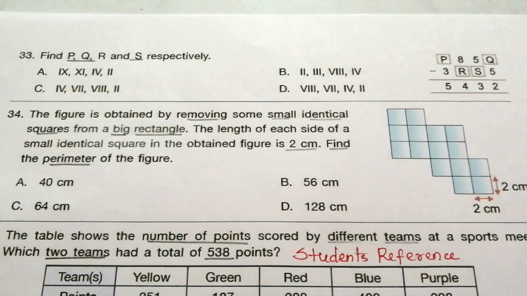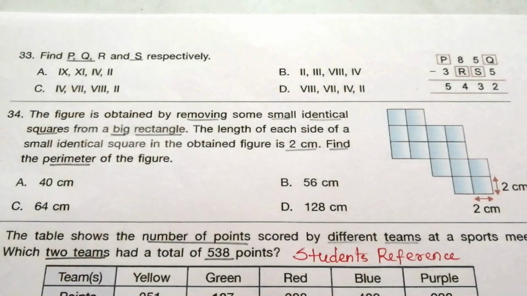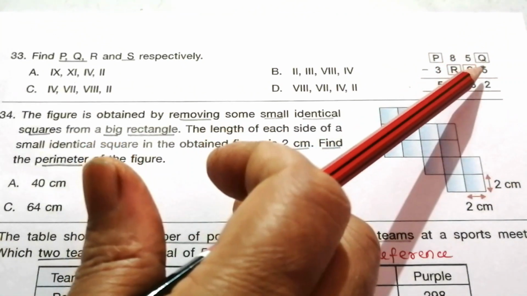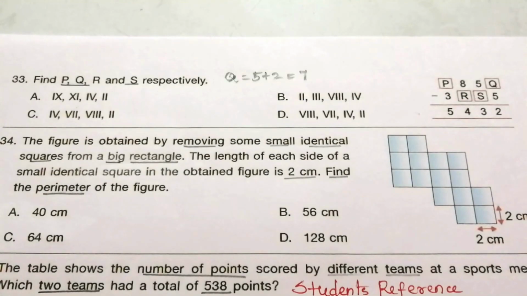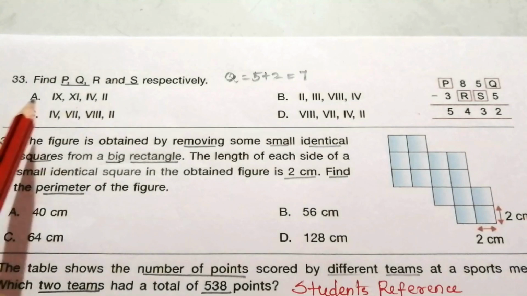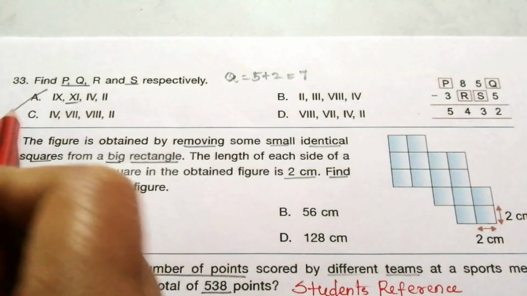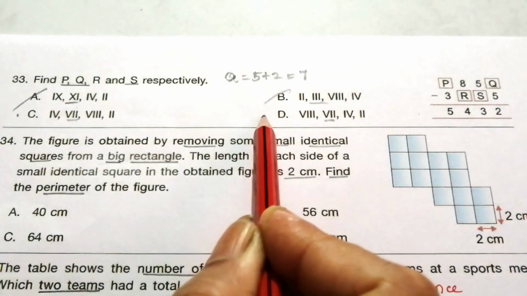33. Find P, Q, R and S respectively. And this is the given subtraction problem. You try to find out the answer. This is also a repeatedly asked question. And the first one is Q. So to find Q, you have to add 5 and 2. So Q equals 5 plus 2 equals 7. So in the given options, Q is the second value. So this is wrong and this is wrong. This is 7. This may be the answer.